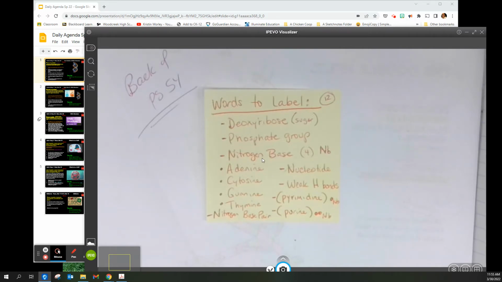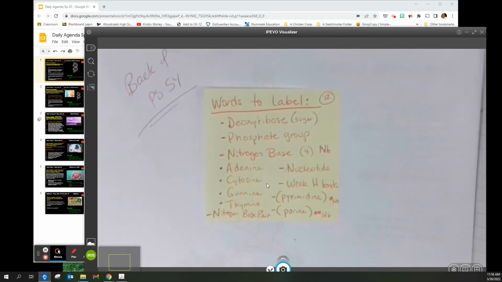Adenine is one of those nitrogen bases. Cytosine is one of those nitrogen bases. Guanine and thymine are the other 2. So there are 4 nitrogen bases: adenine, cytosine, guanine, and thymine. If you put 2 of those together, that's called a nitrogen base pair. That's one of your vocabulary terms as well. And then we've got 4 more over here.